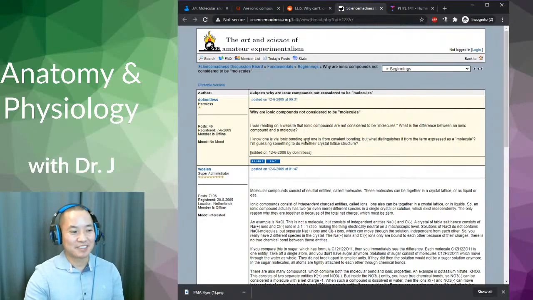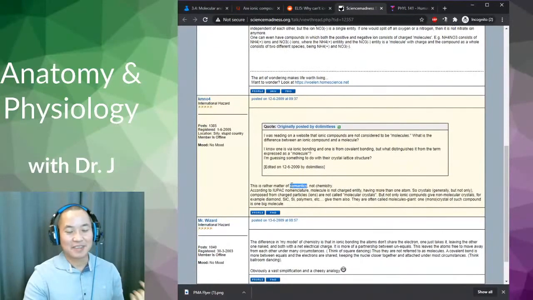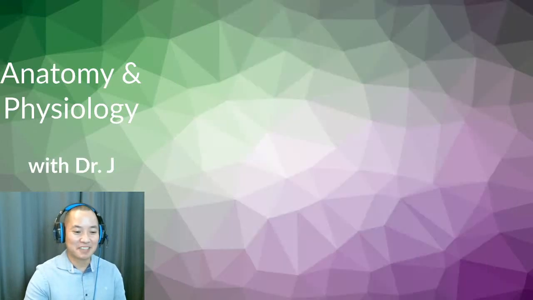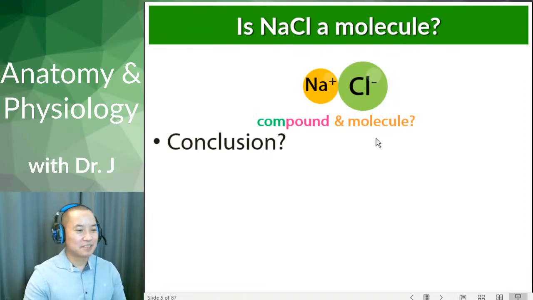Sometimes people have different opinions, and I actually agree with this person down here. It's a matter of semantics, not chemistry. So this is what I'm getting at with this whole debate right here. I'm sure what you're wondering is, one, will you be tested on this? No. Two, whenever there's a debate, I go with what is in common between the two sides.